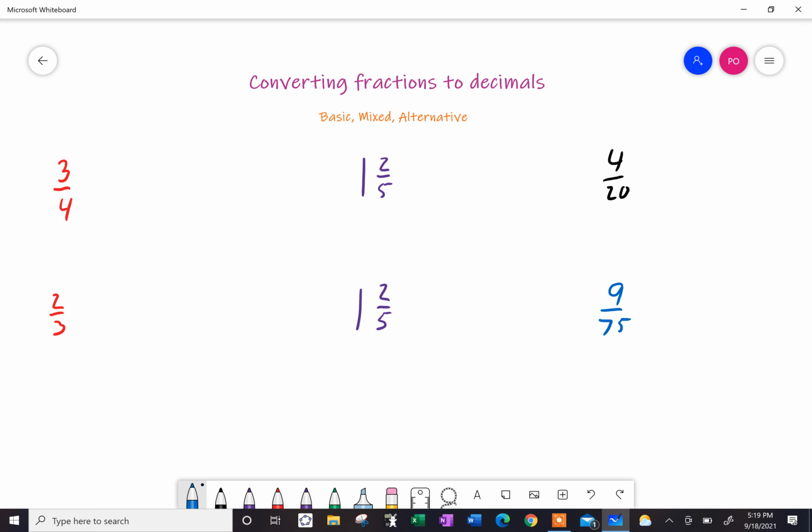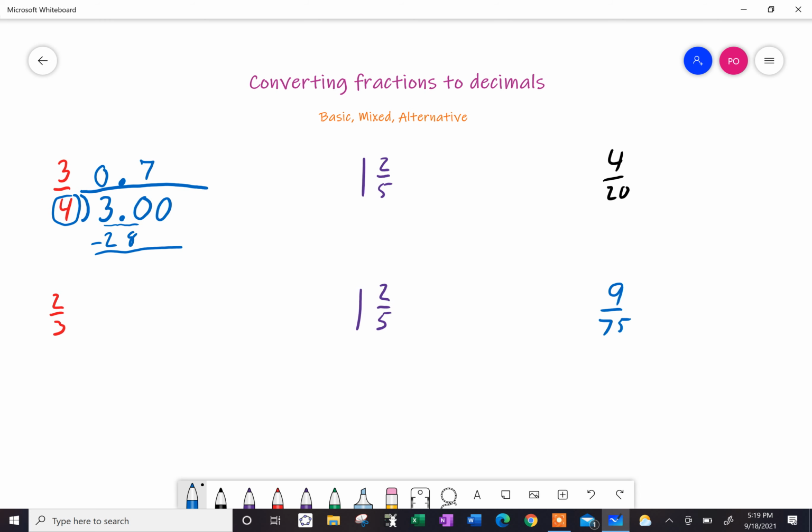The way I like to do it is I just draw a little division box right there, and then I put my numerator inside, and I bring up my decimal. And so now you can see that I have 4 going into 3.00, so it's 3 divided by 4. How many times does 4 go into 3? 0 times. How many times does 4 go into 30? Well, the answer is 7 times. So 7 times 4 is 28.